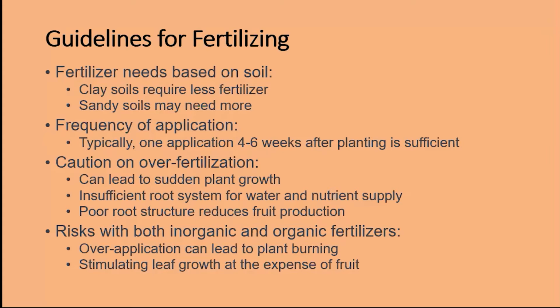Be careful not to over-fertilize. When you over-fertilize a plant, you get a sudden burst of growth in the plant above the ground, but the root system can't compete with that and keep up with it. And so you end up with an insufficient root system, which means that you don't get all the water and the nutrient supply brought up into the plant. And a poor root structure will also reduce the fruit production of your plant. Over-application of both inorganic and organic can lead to burning, and they both can stimulate leaf growth at the expense of fruiting.